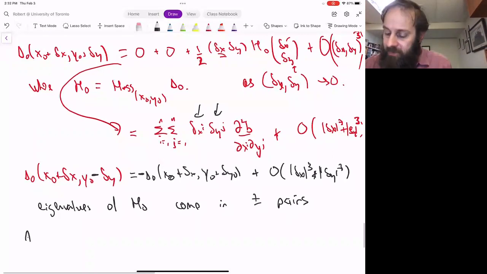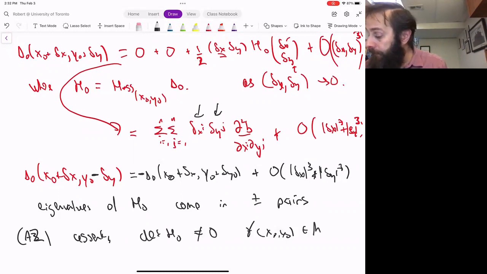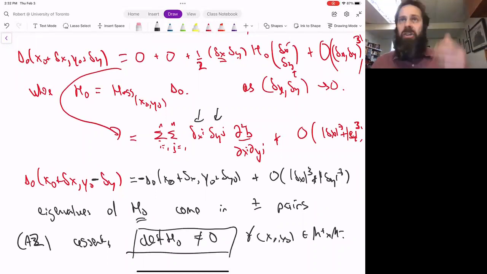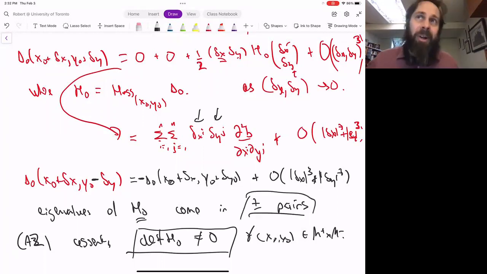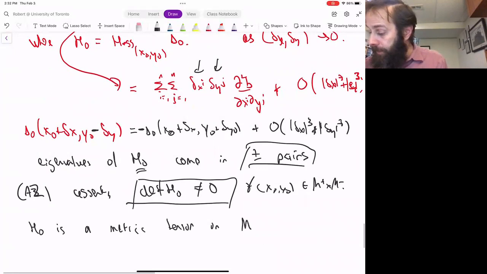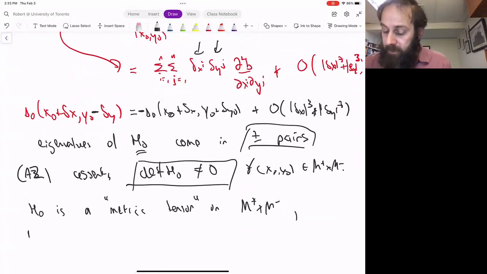And by the way, condition A2, rather, asserts the determinant of H naught is non-zero. And so somehow the idea is I can regard this H naught as being a little bit like a metric tensor. After all, it's non-degenerate for each source and target pair. But it's not a positive definite metric tensor because the eigenvalues come in plus and minus pairs. It's some other kind of metric tensor. It's non-degenerate, but not positive definite.